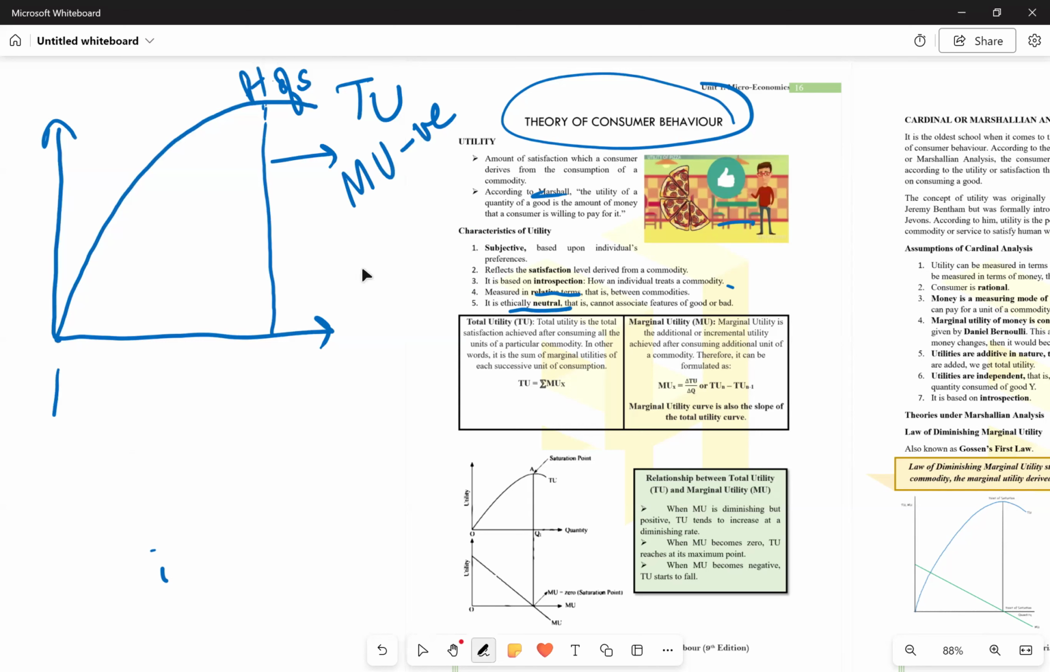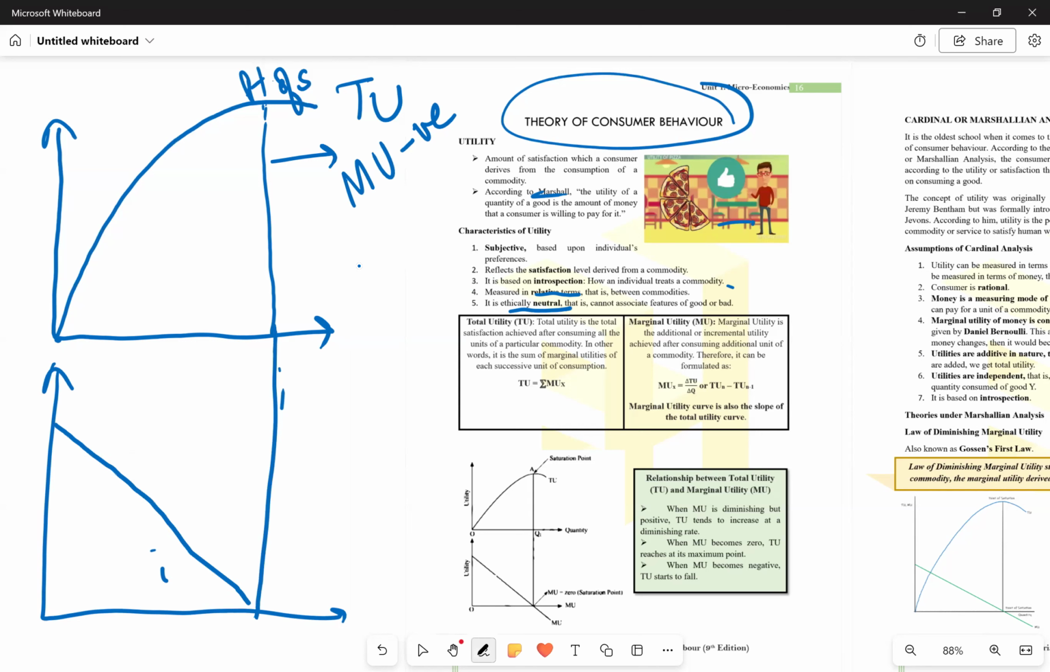Okay, so the marginal utility curve goes like this, this is the topmost point. Right? So it will be a downward sloping curve touching zero at the point of saturation, corresponding to the point of saturation, and beyond that, it becomes negative. Okay? So when the total utility curve is increasing at a diminishing rate, then your marginal utility curve is falling. And it reaches zero when the total utility curve is at the maximum point. And when the total utility curve starts falling, the marginal utility curve becomes negative. Okay?